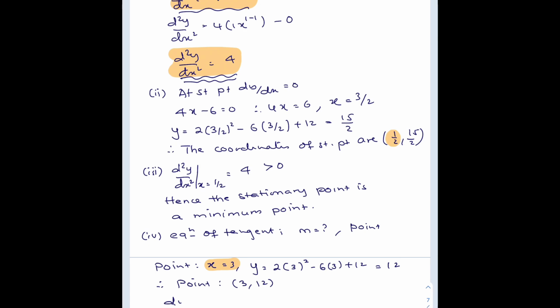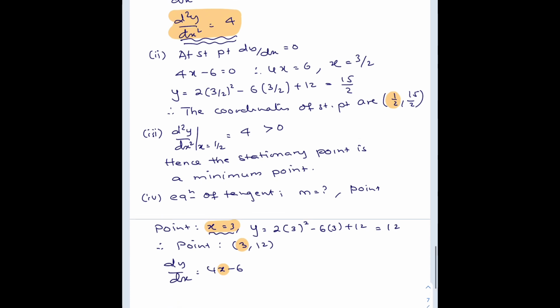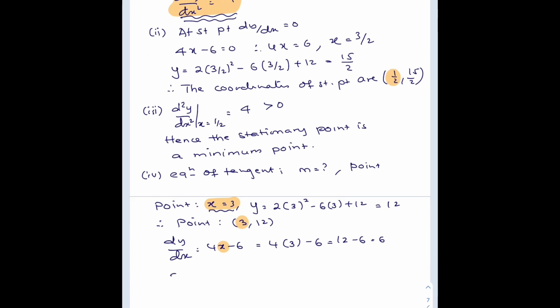Okay, let's see the gradient now. So gradient is nothing but dy over dx. Always remember dy over dx is the gradient. So 4x minus 6. But I can't write the gradient as 4x minus 6. I need a number. So in place of x, I write the value of x. It says x is 3. So I'm writing 4 times 3 minus 6. That's 12 minus 6 is 6. So dy over dx, which is the gradient, is 6 and the point is (3, 12).